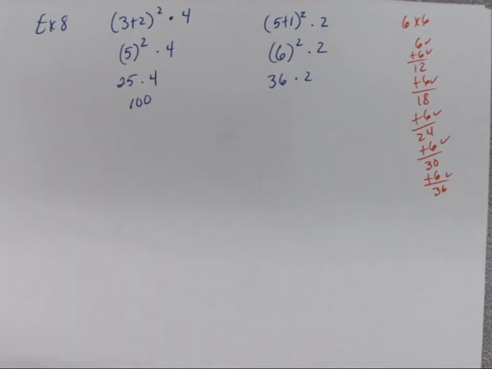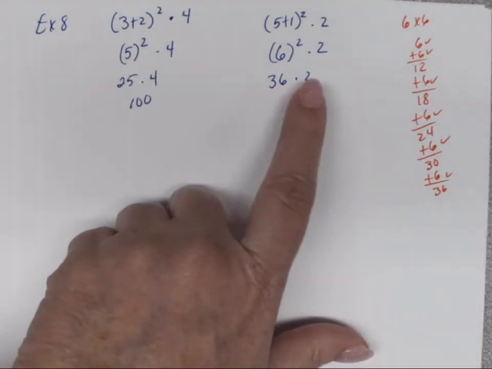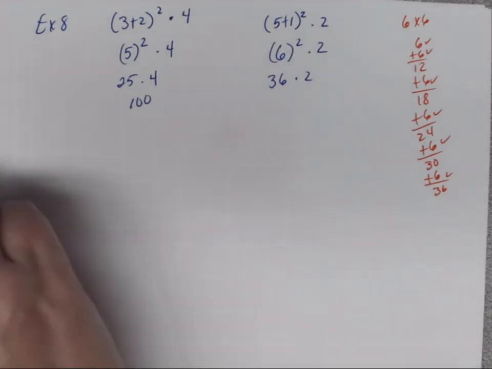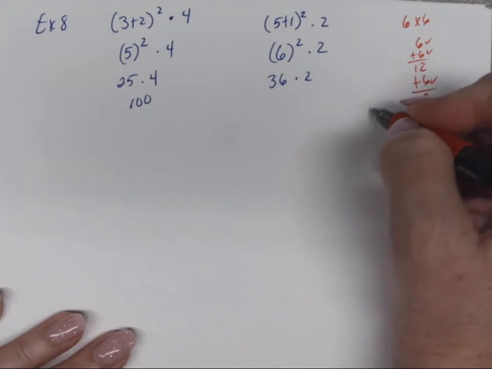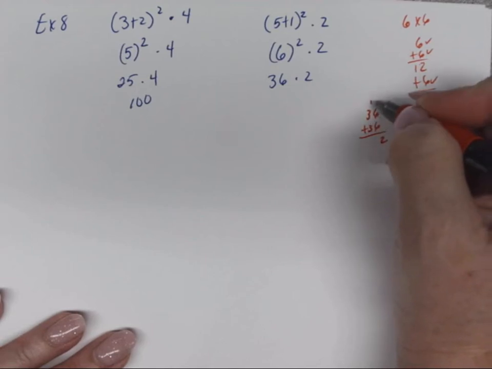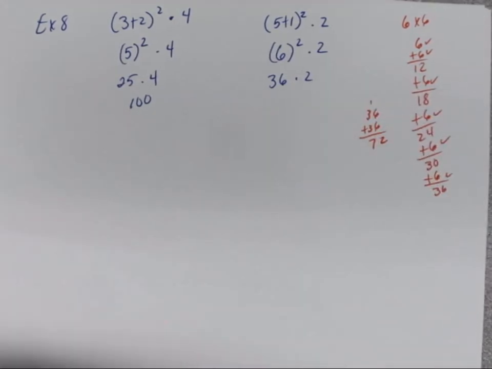There's no harm in that at all. Now 36 times 2, well, that is 36 plus 36. So if you don't know what that is, again, you can come over here and you can go 36 plus 36. 6 plus 6 would be 12. Carry your 1, 3, 6, 7, 72. So if you don't know your multiplication, you can use addition in that process.